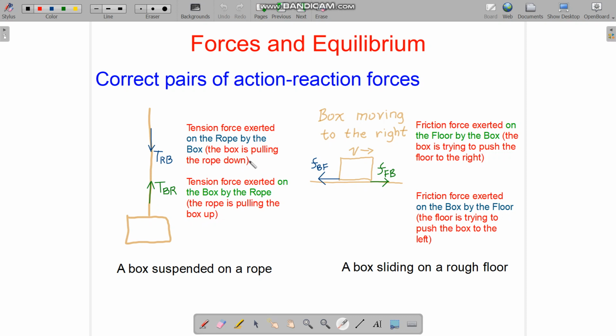And this is a box sliding on a rough floor, so we have friction forces here, F.